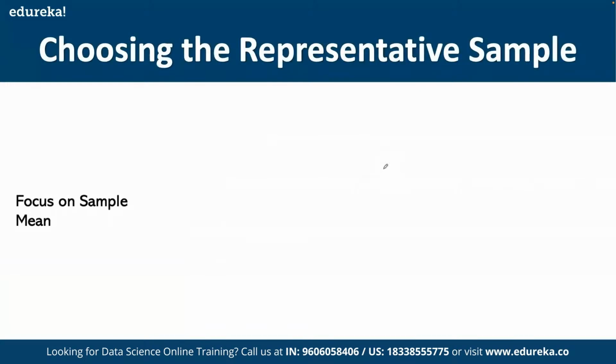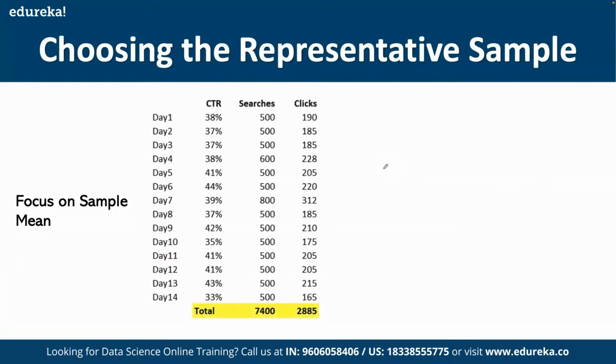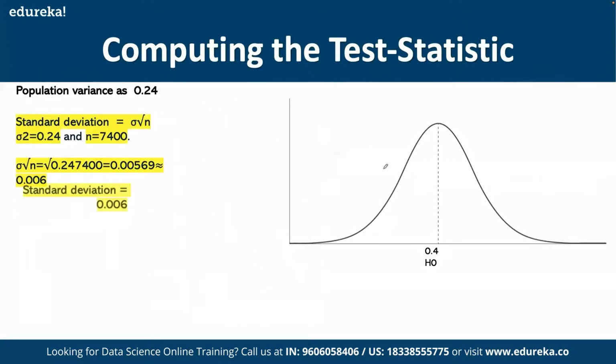Now, once you have the population, you're going to collect a sample from the population and focus on the sample mean. Once you find it, this is what we would get as an average CTR. So the average search CTR is given by 0.39, and the sample mean is 0.39. We have got the sample size as 7400. With this information, we are going to compute the test statistic.